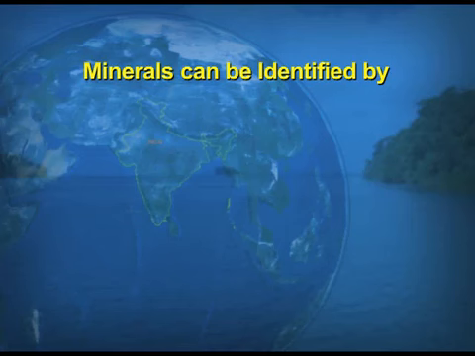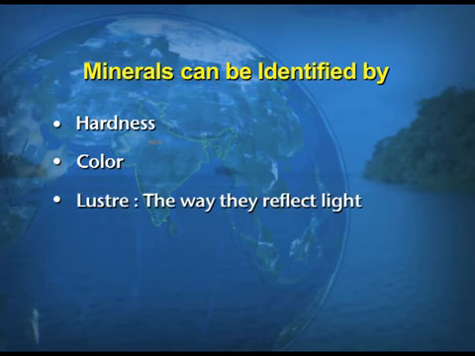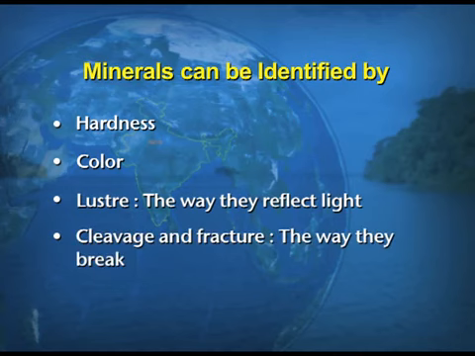Now, the question is how to identify the minerals. Minerals are basically identified in the form of, number one, their hardness, number two, their color, number three, the luster they have. Luster, you must be understanding, is the shine which we find in the metallic minerals. Then we talk about the cleavage and fracture, that is how the minerals break up. And finally, the density of the minerals is also one of the bases of identifying the minerals.